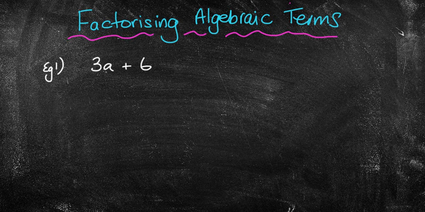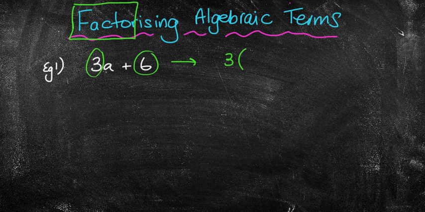So what does it mean to factorise? Hopefully you remember factorising has the word factor, which means we're looking for a number or a letter that goes into both terms. If I look at this case, 3 goes into 3 once and 3 goes into 6 twice. So we can factorise the 3 and put it outside the brackets.